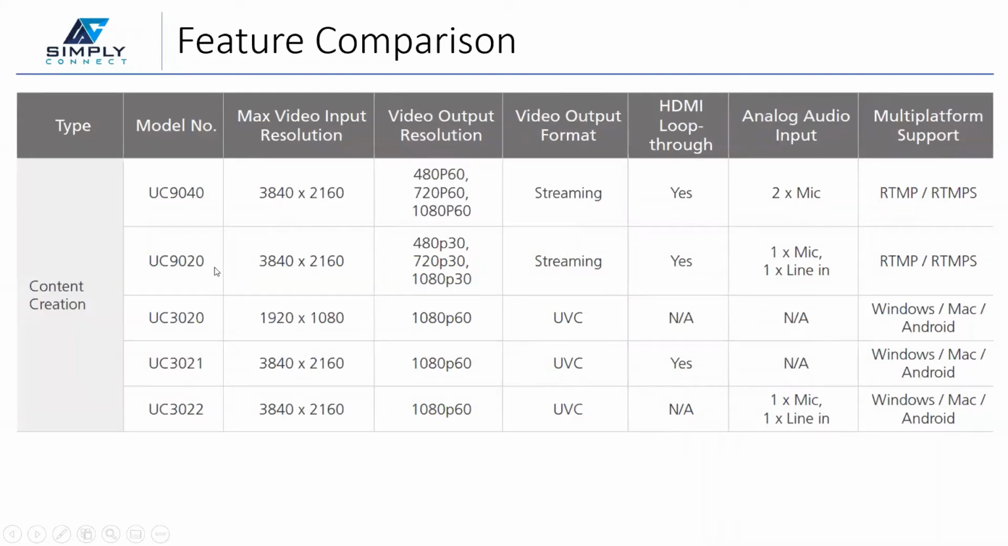Subsequently, you see 9020 and 9040 here. This is the maximum input video resolution, so you can take in 4K. However, when you're doing capturing or streaming, it is only at 1080p. You can see the same for all of them. This is due to the limitation of the bandwidth, so when you capture, you can only capture at 1080p.